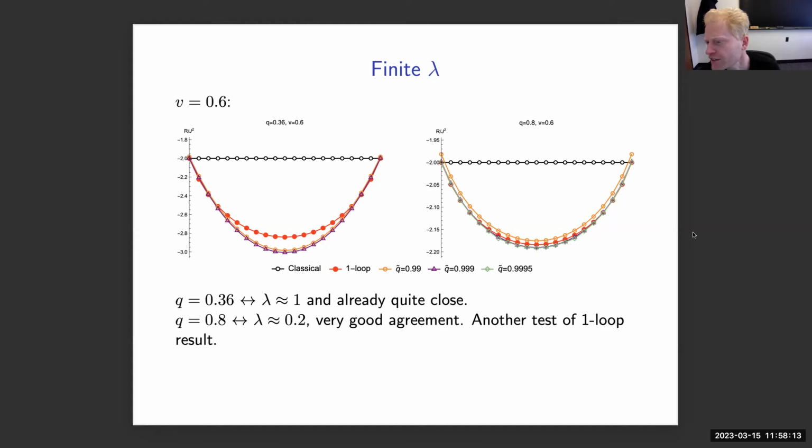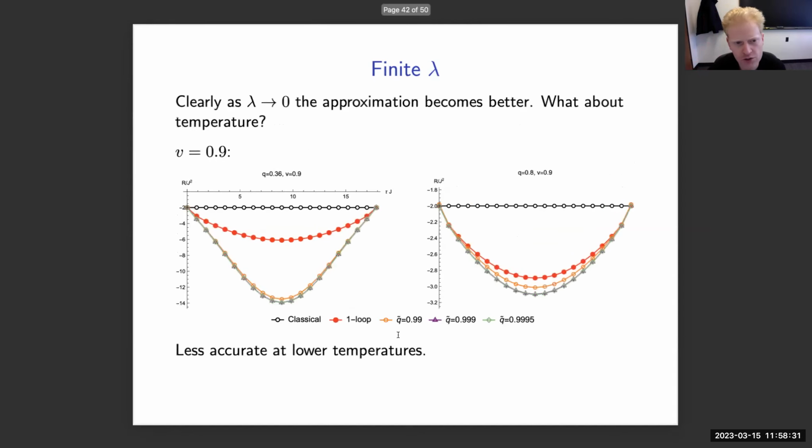Question? Okay, sorry, I thought I heard something. And the other point that you can ask is what happens. If we take lambda smaller, we'll get a better and better approximation. But what happens when we change the temperature? So now we fix lambda, but we change the temperature. To check that, here I plot the same things, but for v equals 0.9. That's already closer to 1, which means that the temperature is smaller. So now we consider a lower temperature.